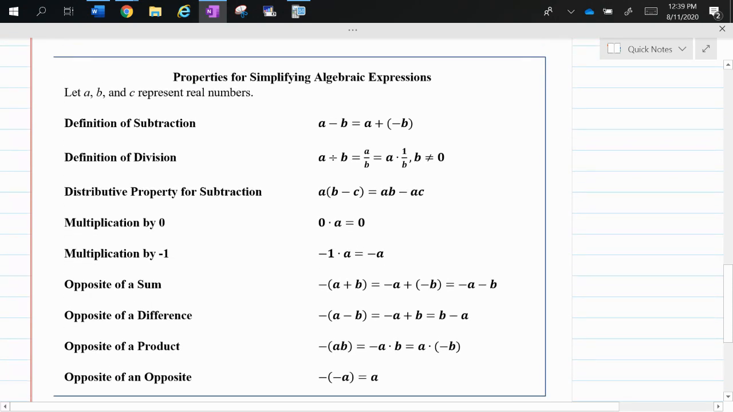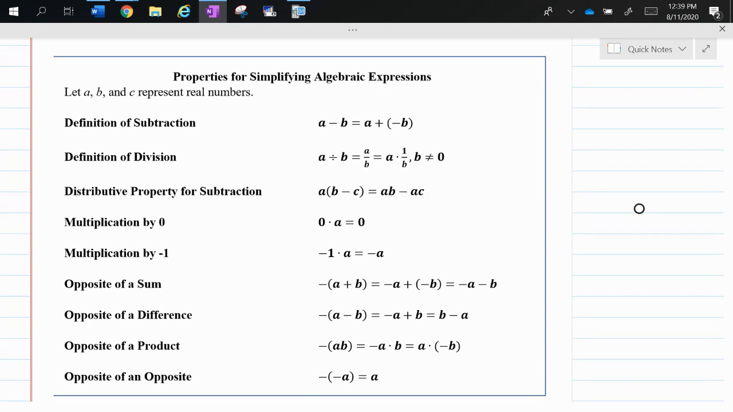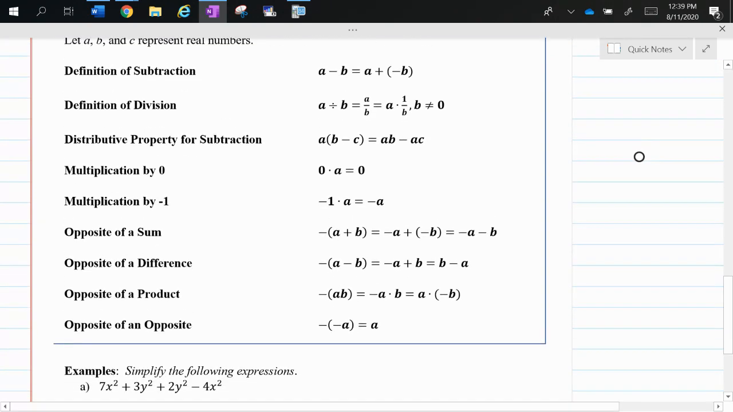The definition of subtraction is when you subtract, you add the opposite. That's what that first one's saying. And the next one is saying when you divide, you're basically multiplying by the reciprocal. So a divided by b is the same thing as a times 1 over b. So when you subtract, you add the opposite. When you divide, you multiply by the reciprocal. And that goes with what we were talking about with the additive identity and the additive inverse, and the multiplicative inverse property. The distributive property, we've already talked about, works for addition and subtraction.